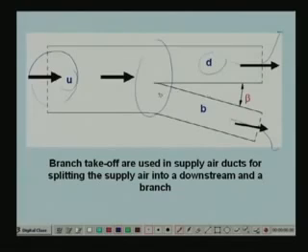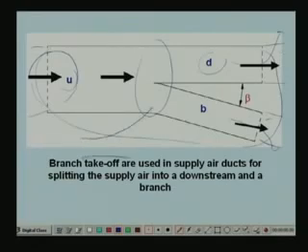So whenever I have to split the flow, I have to use this kind of a fitting. Okay, so you connect the duct on this side, and you connect the duct which goes to this room at this point and which goes to this room at this point. So this is what is known as a branch takeoff. Of course, theoretically you can also have a branch takeoff of this nature. Okay, air can go this side or air can go this side.